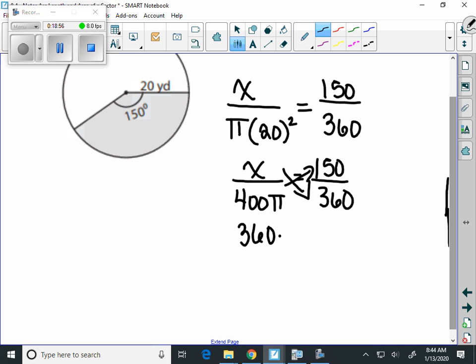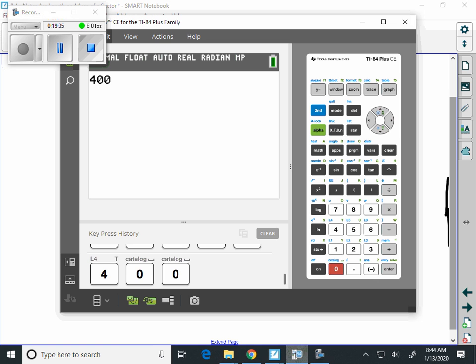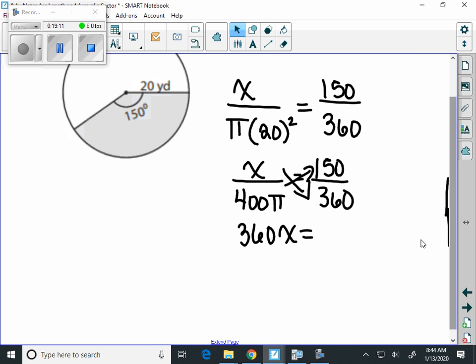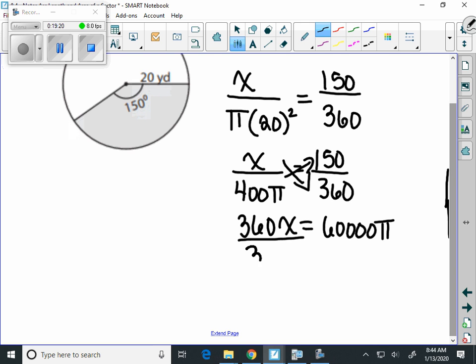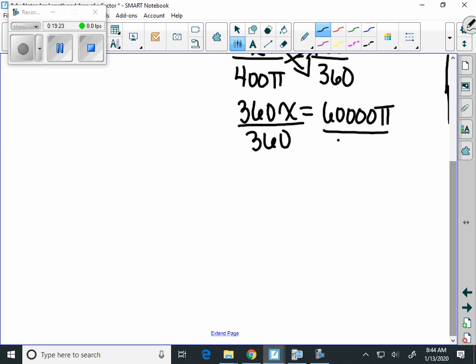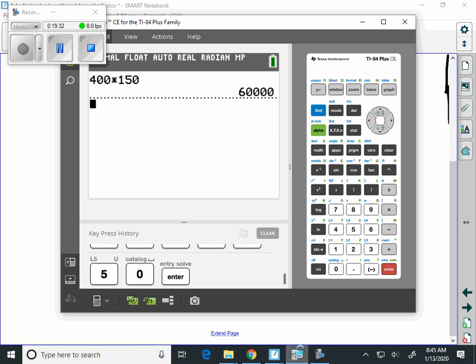We get 360x equals 400 times 150. 400 times 150 gives us 60,000. So it's 60,000 pi. And then we're going to divide both sides by 360. And when we type it in, 60,000 pi divided by 360.